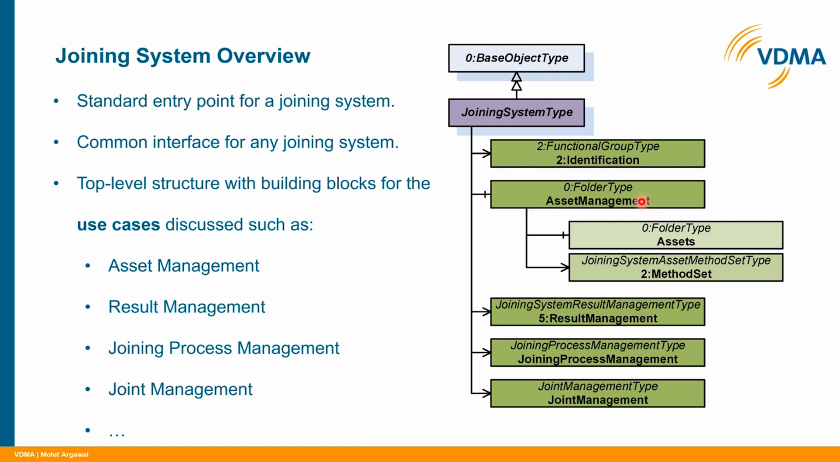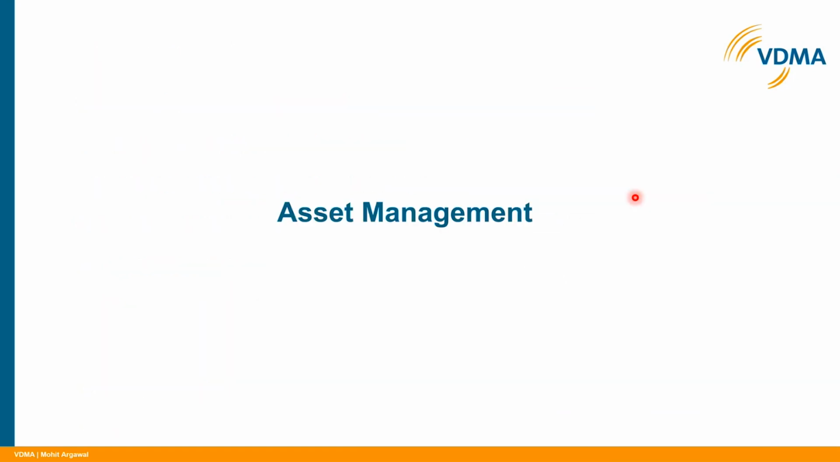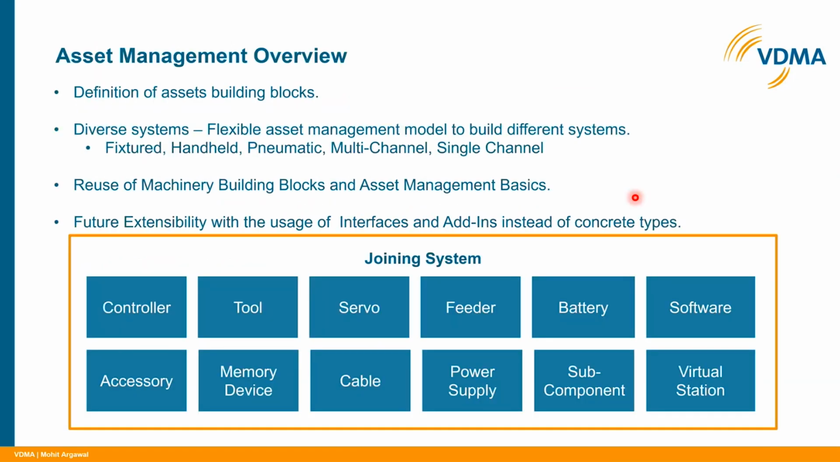Let us go through asset management. In asset management, we have defined the most commonly used assets in a joining system. What are those? Those are like controller, tool, servo drive, feeder, battery, cable, etc. So these are most commonly used assets. And also we have defined a generic asset called subcomponent, which can be used for any other miscellaneous assets. For example, if we want to model a 5G radio module or so on, we can use subcomponent and so on.